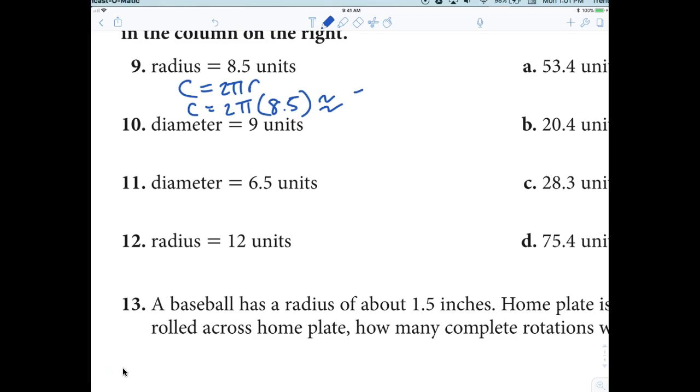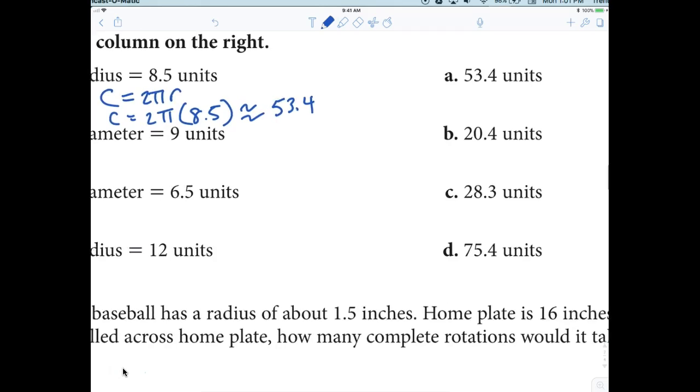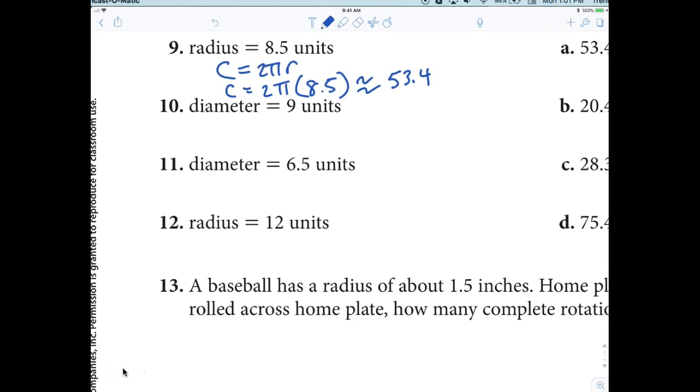Anybody else get 53.4? Yeah. All right, Catherine, number 11. What formula? So it'll be C equals pi d. C equals pi times d. So I got 28.3.